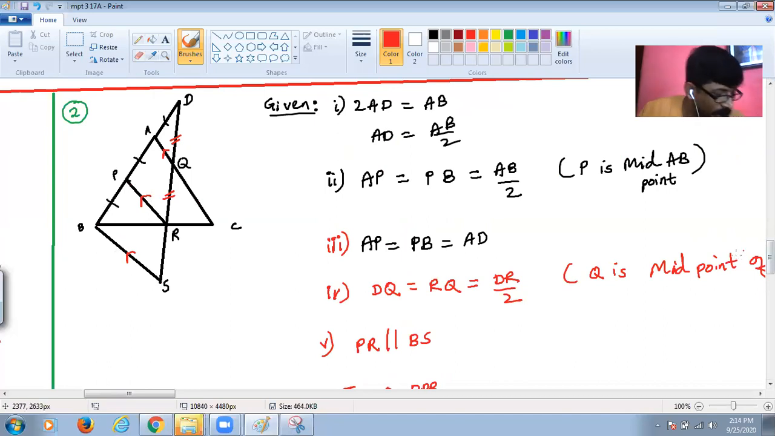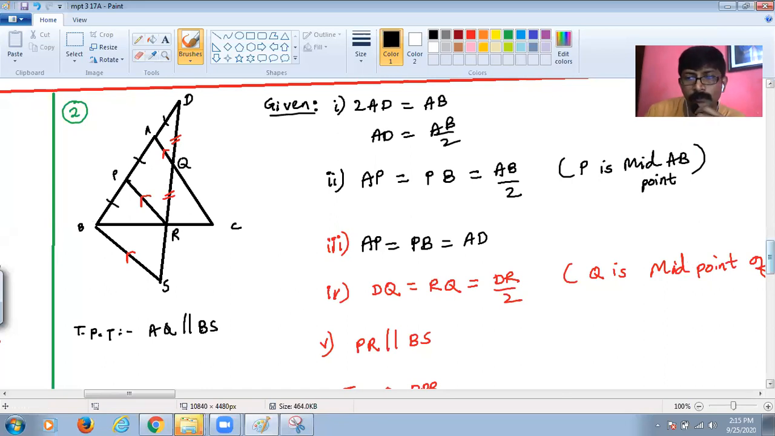Okay. So now what do we have to prove? First of all, we will write down what we have to prove. We have to prove AQ is parallel to BS, which we proved just now, isn't it? AQ is parallel to BS.